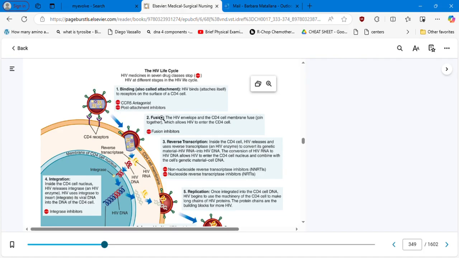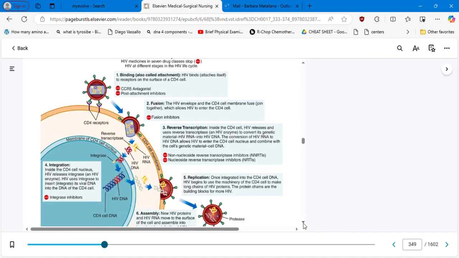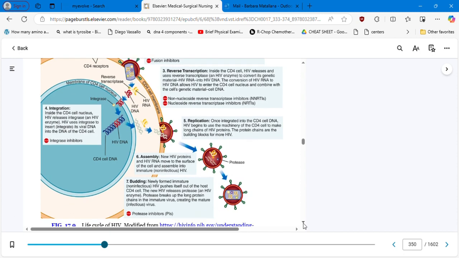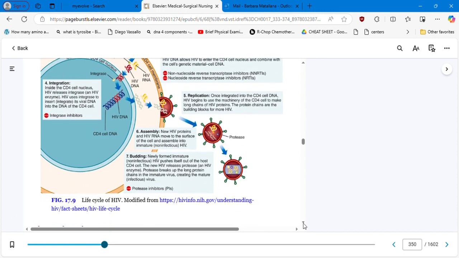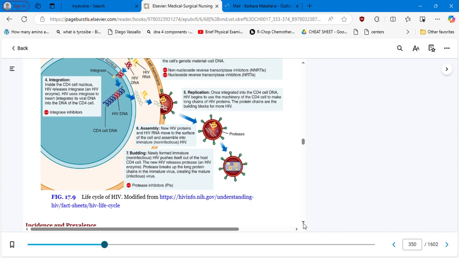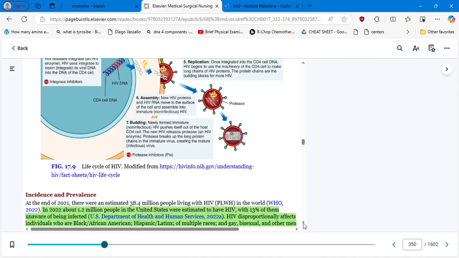In the fusion stage, they are going to use fusion inhibitors. In reverse transcription, which is stage 3, they are going to use non-nucleoside reverse transcriptase inhibitors and nucleoside reverse transcriptase inhibitors also. And you can keep reviewing these stages and the medication used in each stage.